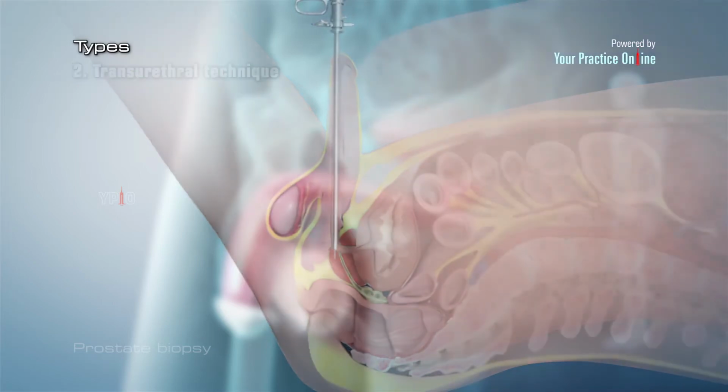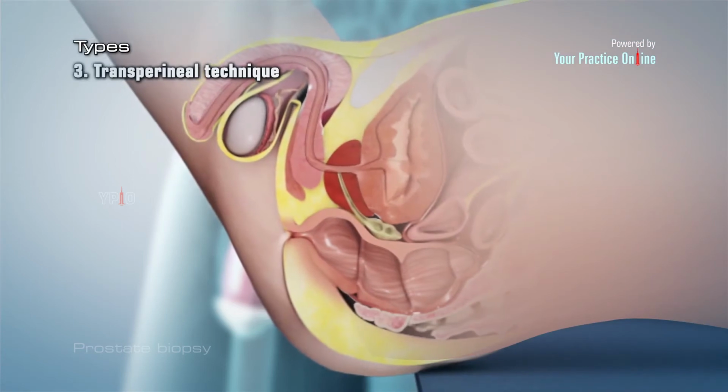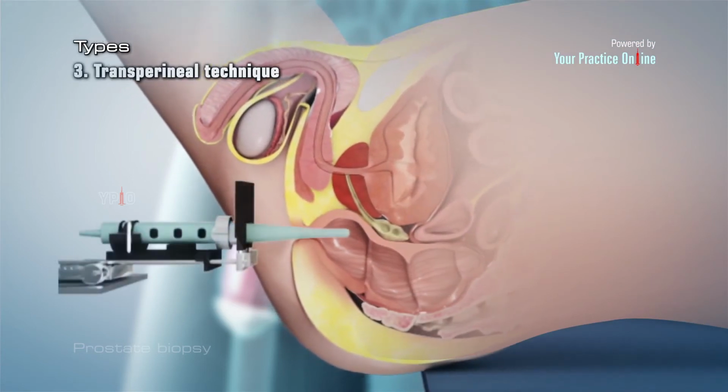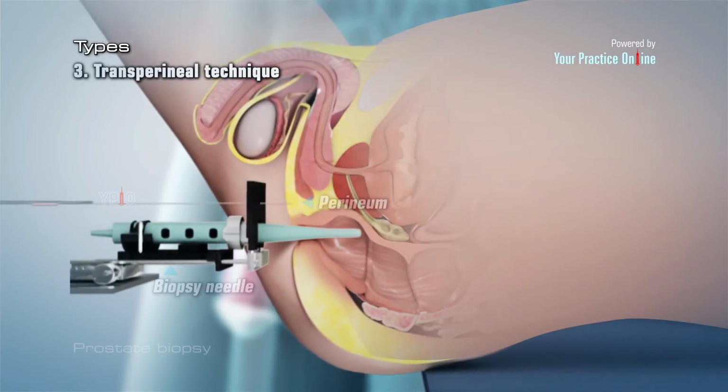Another common procedure used for a prostate biopsy involves insertion of the needle through the perineum, the skin between the anus and scrotum. This procedure requires a small incision in the perineum through which the biopsy needle is inserted.